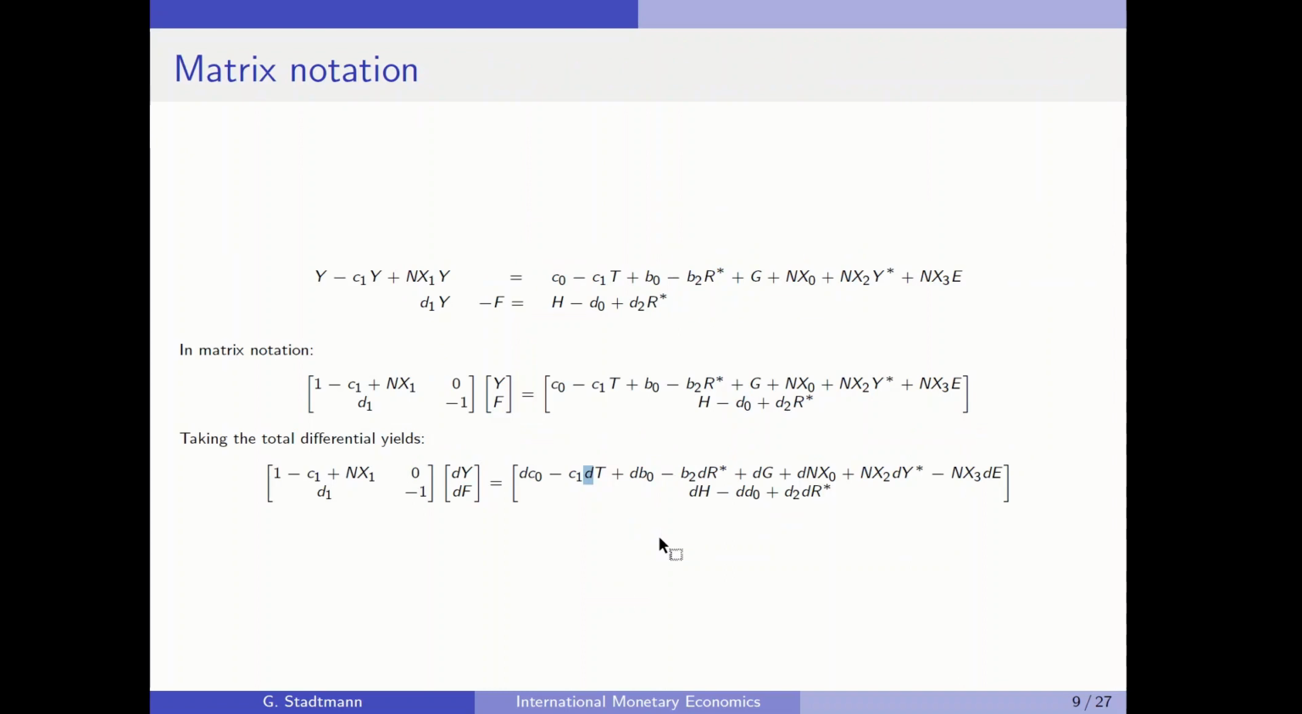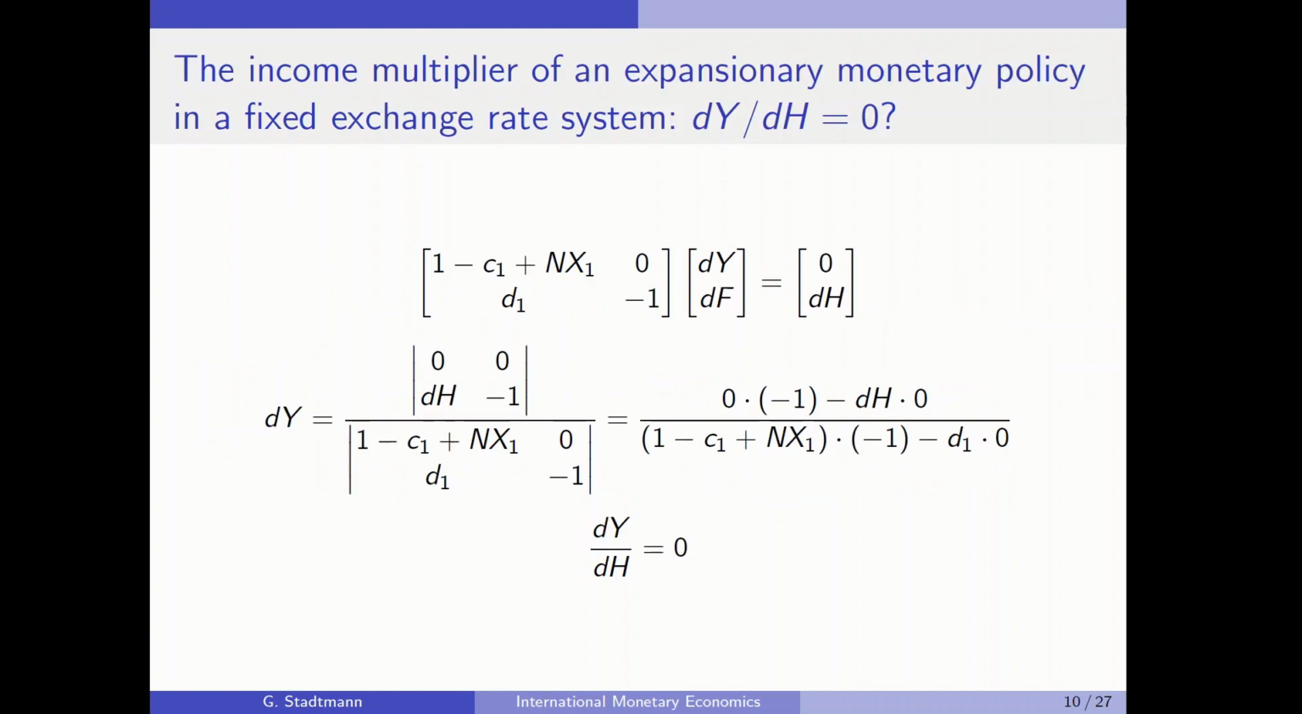So we are in the position to compute the first multiplier. We can compute the income multiplier of an expansionary monetary policy in a fixed exchange rate system. The central bank is increasing the domestic component of money supply, and we want to find out how the GDP changes in case the central bank changes the domestic component of money supply.